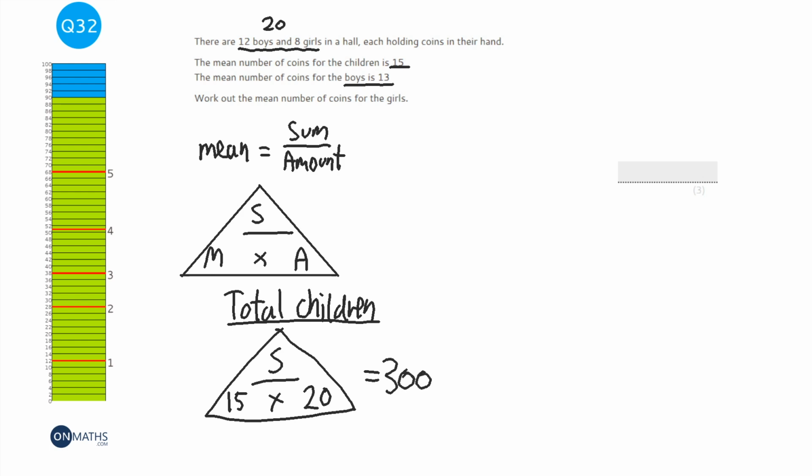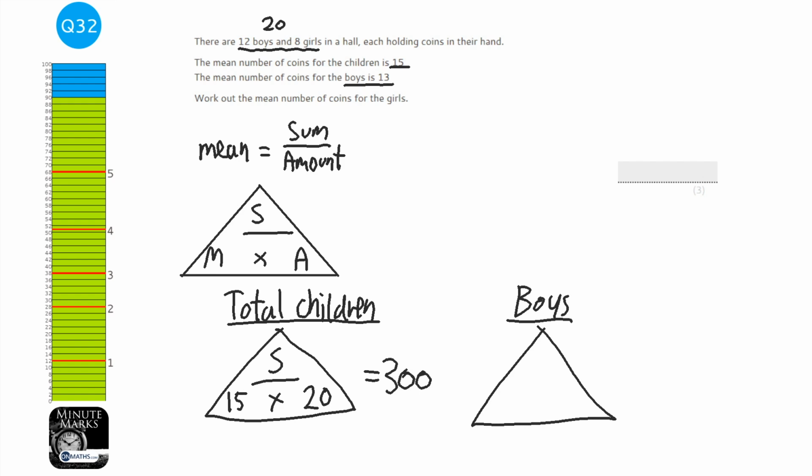Okay, so now next we're going to work out, well, we're given the boys, so let's work out how many the boys have. So same triangle. We know the mean for the boys is 13, and we know that there are 12 boys.